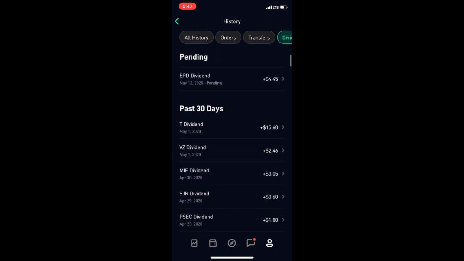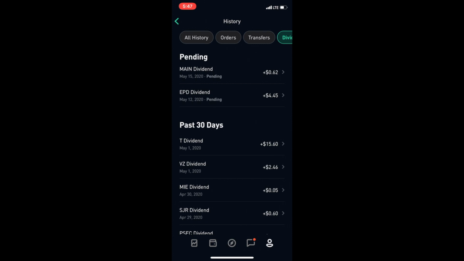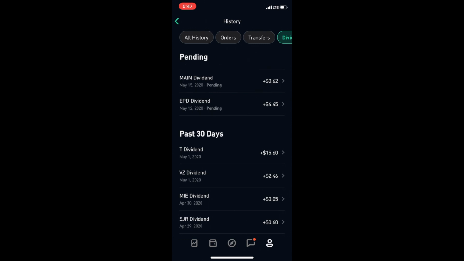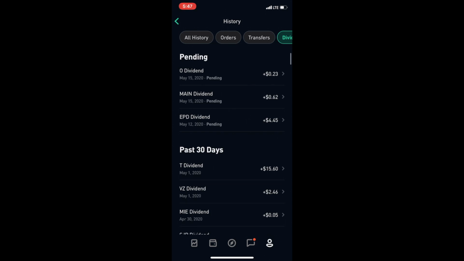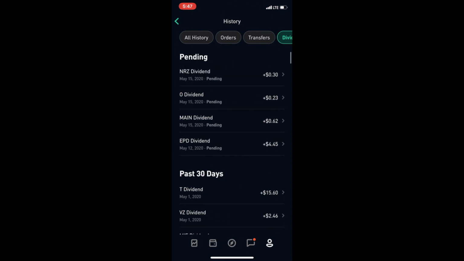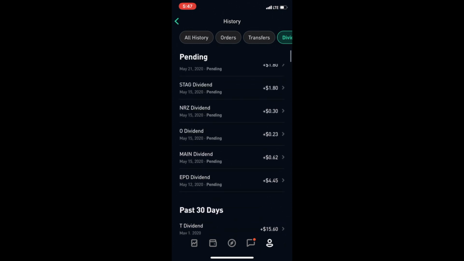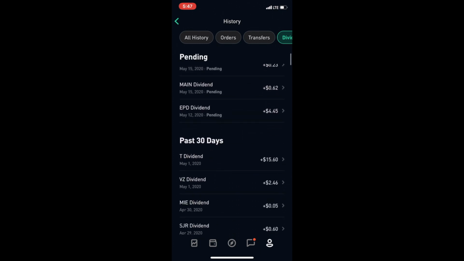The coming month of May, it's going to be a lot more. As you guys can see, Verizon paid and AT&T paid. So just between those two, what is that? $18 about. EPD is going to pay up. So we should be close to hopefully about $30 for May.